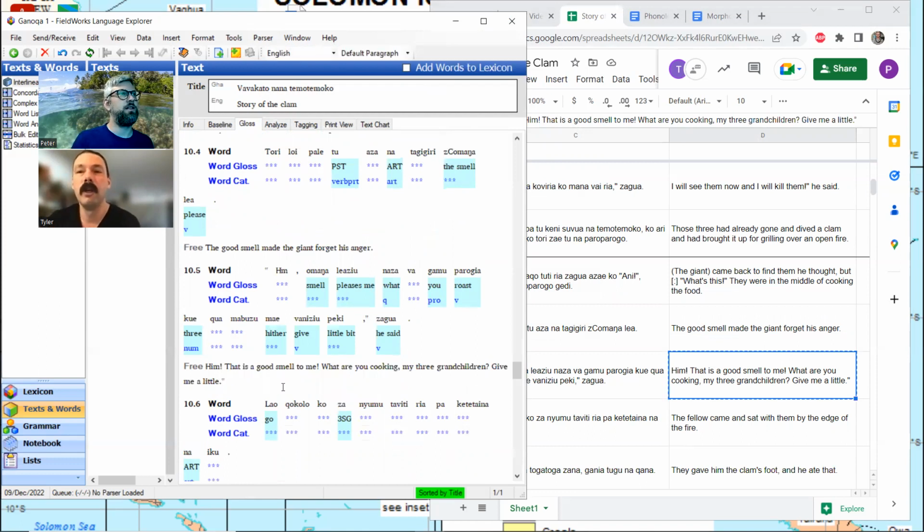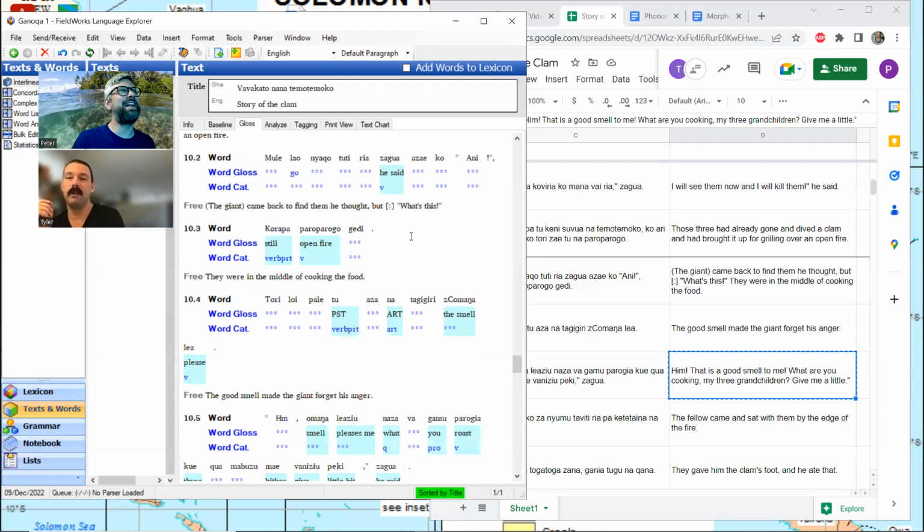10-4, buddy. Let's go to 10-4 real quick. We have a nice Hawaiian-like structure with the last two words, that zomanga lea. Verb root, it is pleasing to someone, but here it's functioning like a relative clause. The smell which is good, the pleasing smell. Taikigiri, when it's in that order and there's no morphology on that verb root.